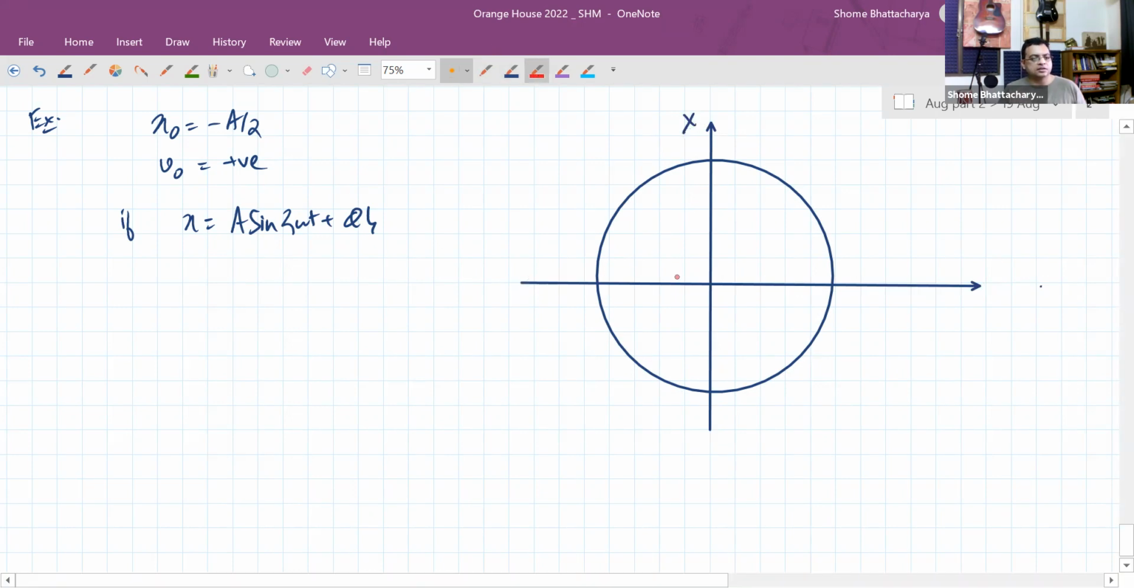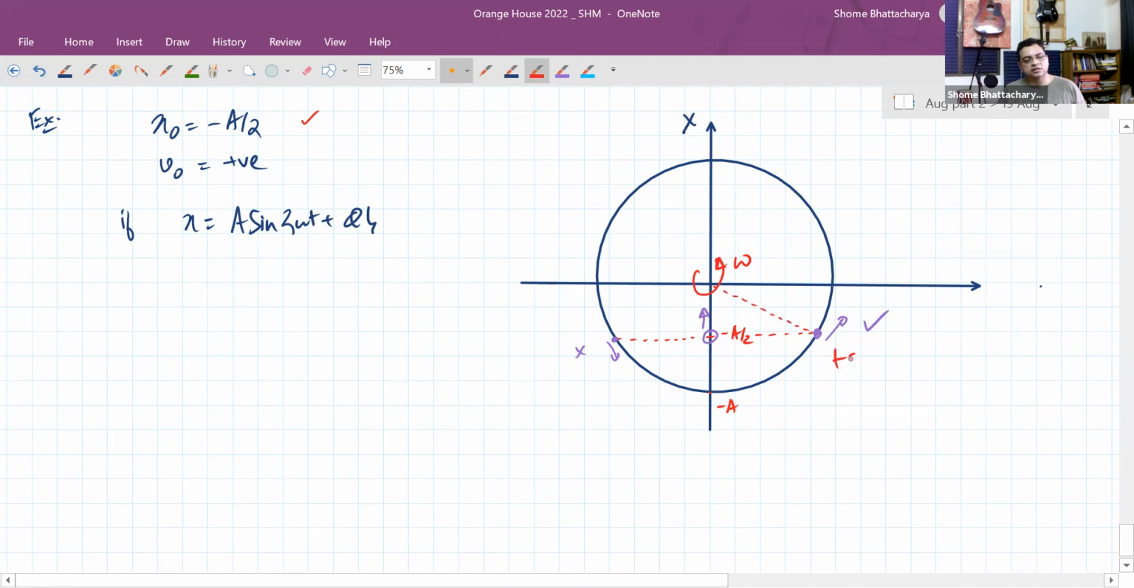The horizontal axis can be a y-axis or z-axis or whatever. It doesn't matter. So this is my vertical axis. And the particle is going around like this with omega. So if the initial position is minus a by 2, so this is my minus a by 2. It means that the particle in its circular motion would be at either of these two places. But at the same time, what is given is that the velocity is positive. So that means at t equal to 0, the projection should be here and should be going up. I can see that if it's here, it will not be going up. The projection would be going down. So it won't be this. If it is here, it's going up. So it will be this one.